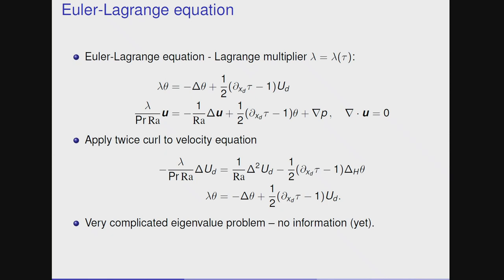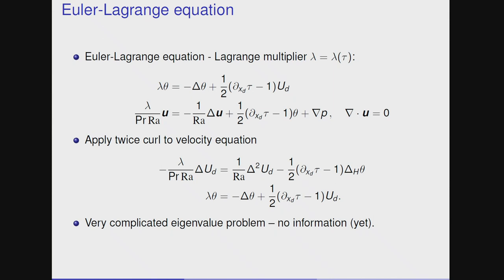All right, so what you can do, and I'm not going down this rabbit hole because I think it's hard, is, okay, you can decide, it's a minimization problem, so just write the Euler-Lagrange equation. If I write the Euler-Lagrange equation for my variational problem, I'll get this coupled system of four equations. So if you're smart and you apply curl twice to the velocity equation just to get rid of the divergence-free condition, then you get an eigenvalue problem that looks like this.